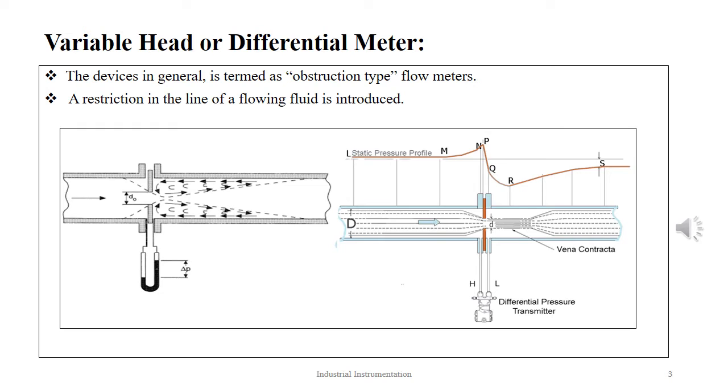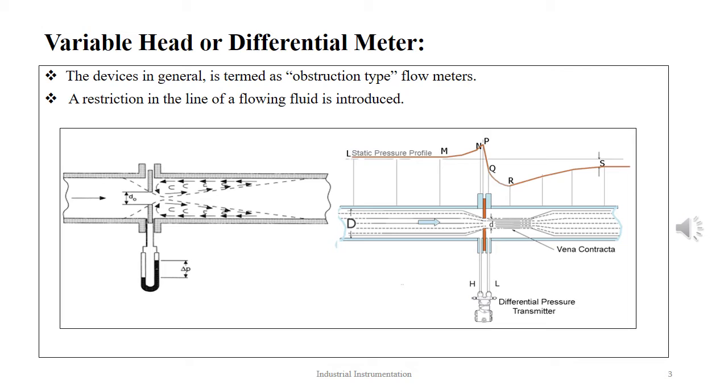In a variable head or differential flowmeter, a restriction in the line of a flowing fluid is introduced by the orifice or Venturi tube or similar devices, and it produces a differential pressure across the restriction element which is proportional to the flow rate. Head flow meters operate on the principle of placing a restriction in the line to cause a differential pressure head. The differential pressure which is caused by this head is measured and then converted to flow measurement. The device is generally termed as obstruction type flow meter.